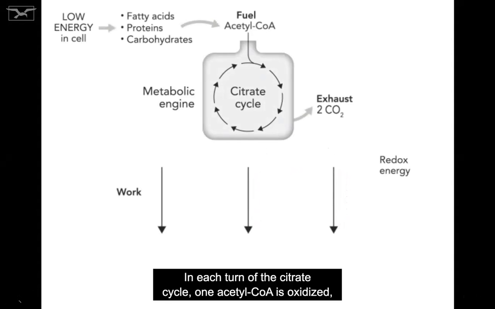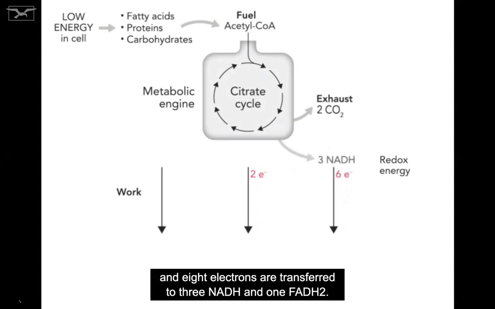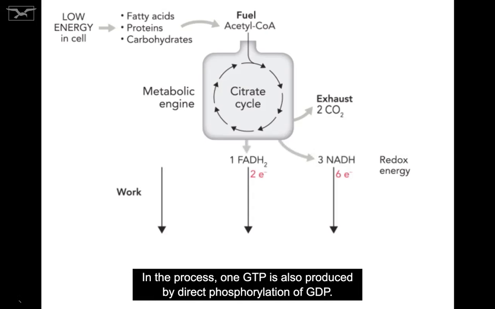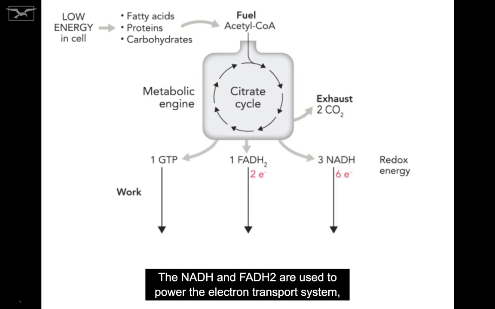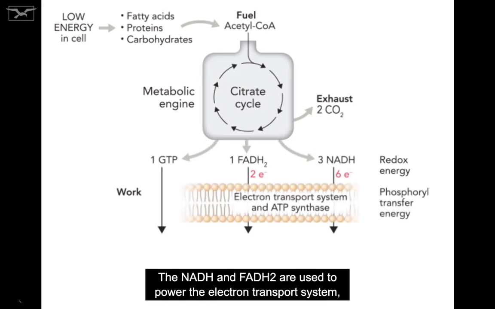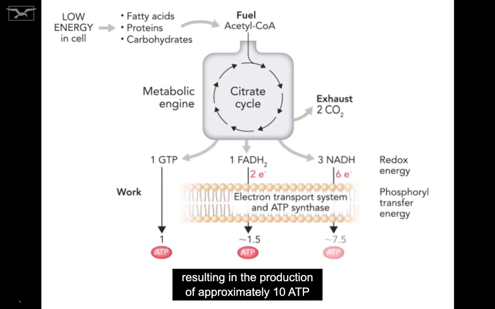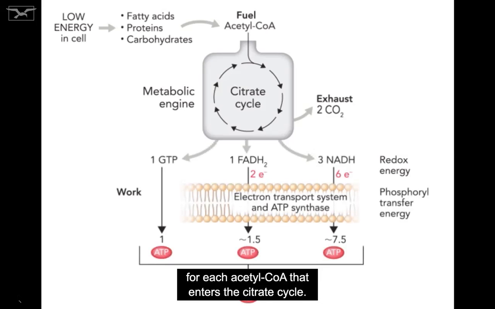In each turn of the citrate cycle, one acetyl-CoA is oxidized, and 8 electrons are transferred to 3 NADH and 1 FADH2. In the process, 1 GTP is also produced by direct phosphorylation of GDP. The NADH and FADH2 are used to power the electron transport system, resulting in the production of approximately 10 ATP for each acetyl-CoA that enters the citrate cycle.